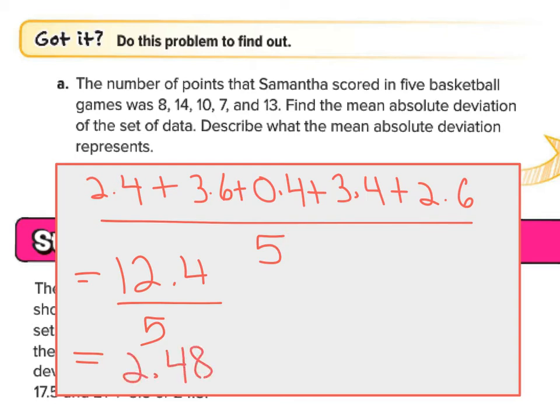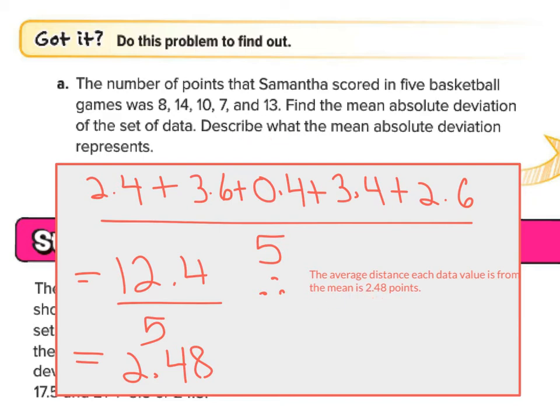So I have the average distance each data value is from the mean is 2.8 points. Let me write that out for you so you can write it in your notes. And again, I'll repeat it. Therefore, the average distance each data value is from the mean is 2.48 points.